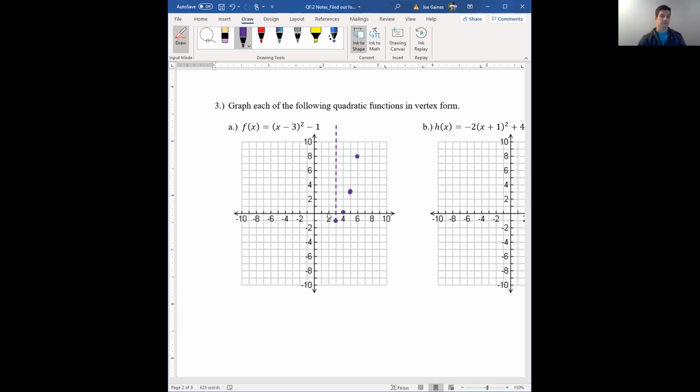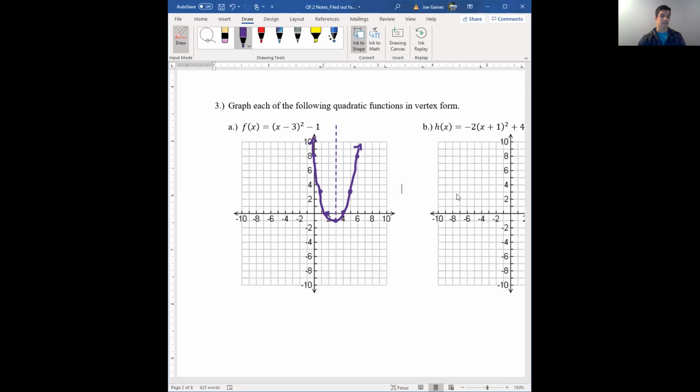What I can do to get the rest of the points here is just reflect those points over the axis of symmetry. So now I have a point also at 2, 0. At 1, 3, and at 0, 8, which would be my y-intercept. Once I get these points, I can go ahead and sketch in my parabola.